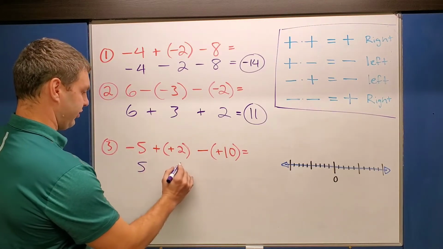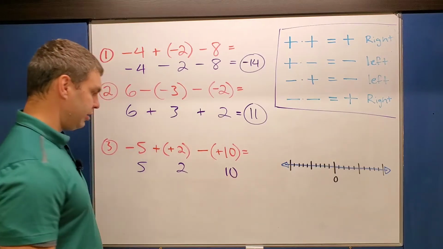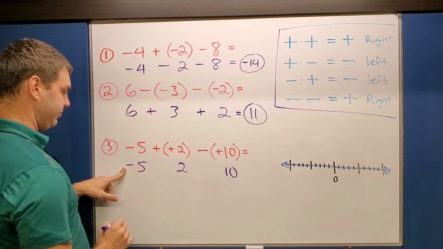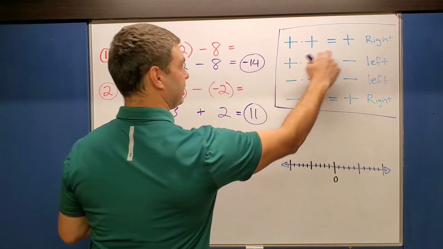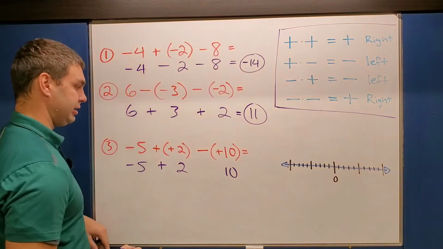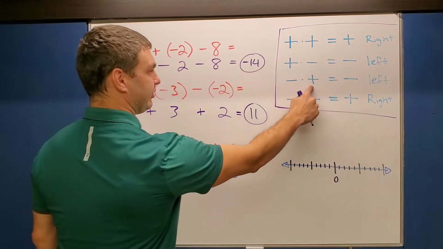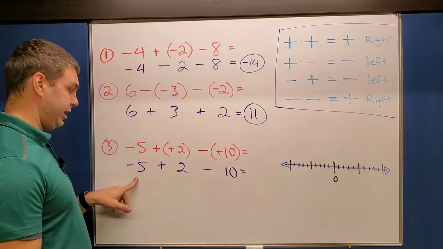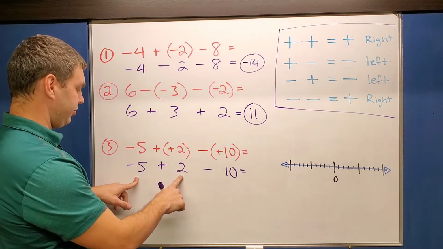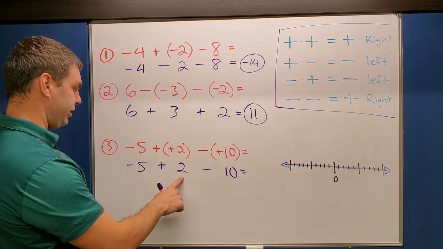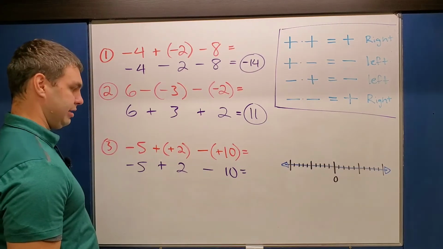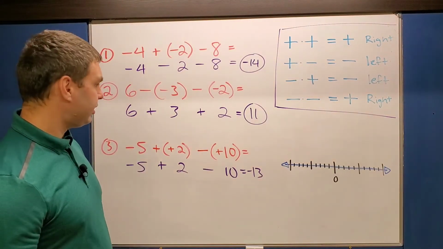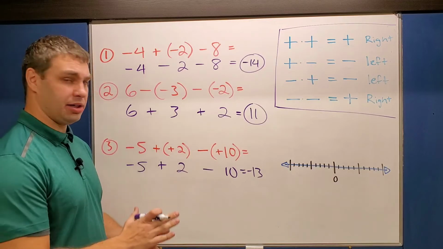Number 3. Again, write out my numbers: 5, 2, and 10. Let's see what I have here. I do have just one sign in front, so I can keep that one sign. Two positives is a positive, just one plus sign. And then a negative and a positive. Negative and positive is a minus. We can replace it like that. Okay, -5 plus 2 is -3. -3 minus 10 is -13. Okay, and then let's do one of these on our number line.